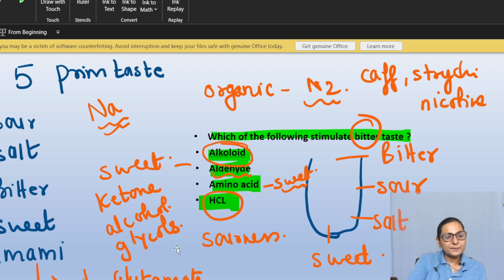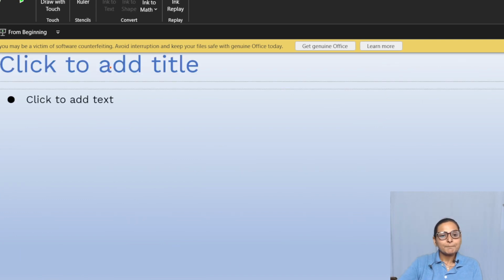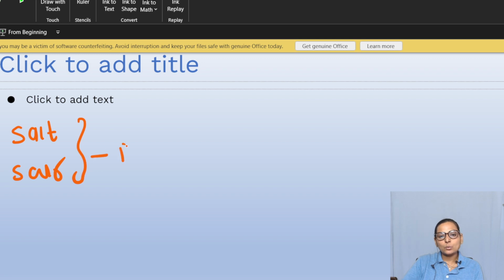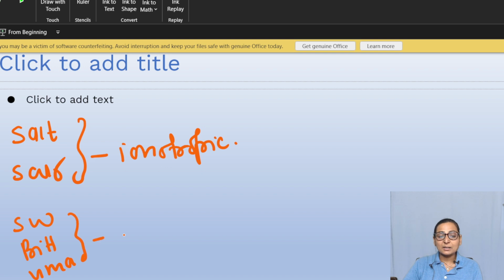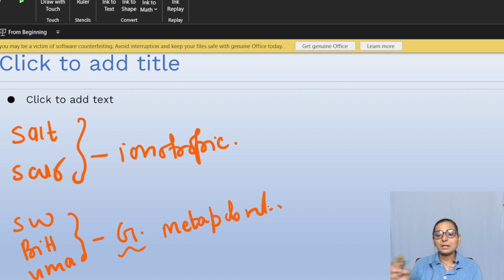Another very important thing in this particular aspect which you should know is that the taste sensations salt and sour open ionic channels, that means their mechanism of action is ionotropic, whereas sweet, bitter and umami act through G proteins and therefore they are metabotropic, right? They are metabotropic, very important.